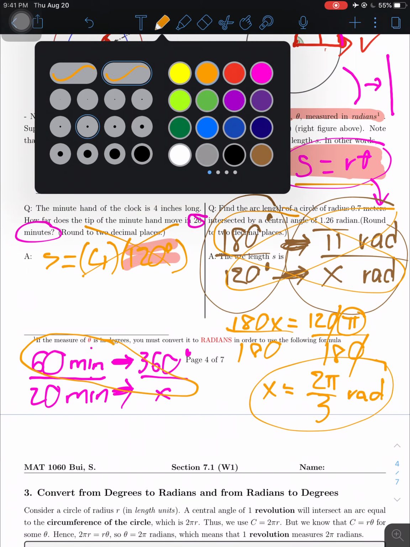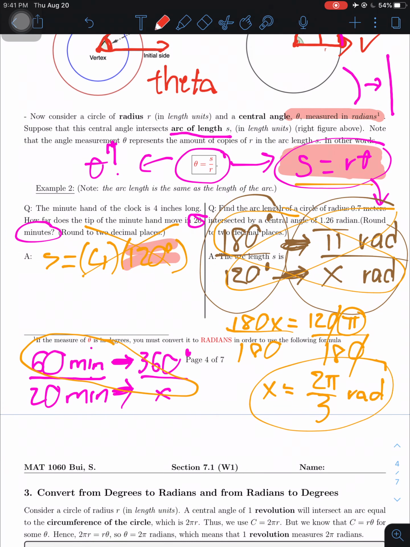So let me put in another color. Let's do red again. So let's start again. The arc length S equals the radius 4 times the angle in radian, which is 2 pi divided by 3, equals 8 pi divided by 3. Okay, so this is the final answer.